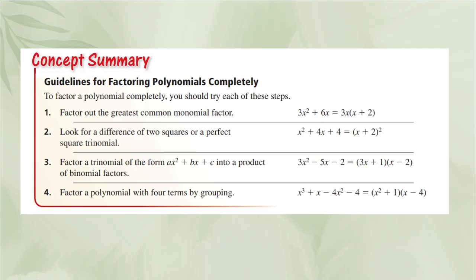So in the concept summary, these are guidelines for factoring polynomials completely, okay? So think of greatest common factor. Look for differences of two squares or perfect square trinomials. And also look for trinomials in products where you're able to have a positive and negative, or positive and positive, or negative and negative. And you can also factor a polynomial with four terms by grouping.